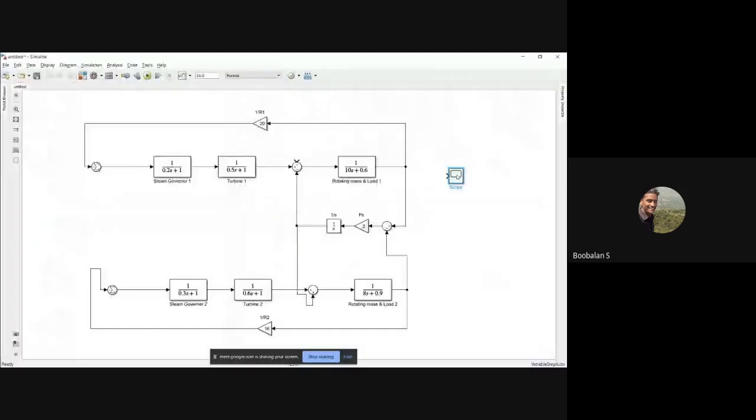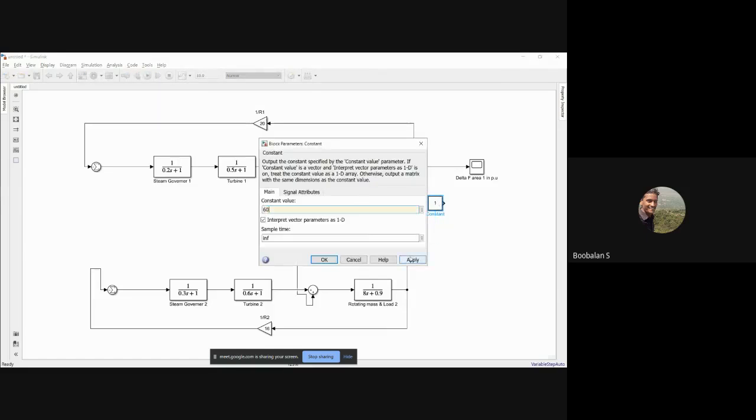So this is my area one. Just rename this block. Scope, change in frequency, area one, in per unit, right? If you want the change in frequency in hertz, I need to multiply with my base frequency, which is 60, right? I need a constant which is now 60.